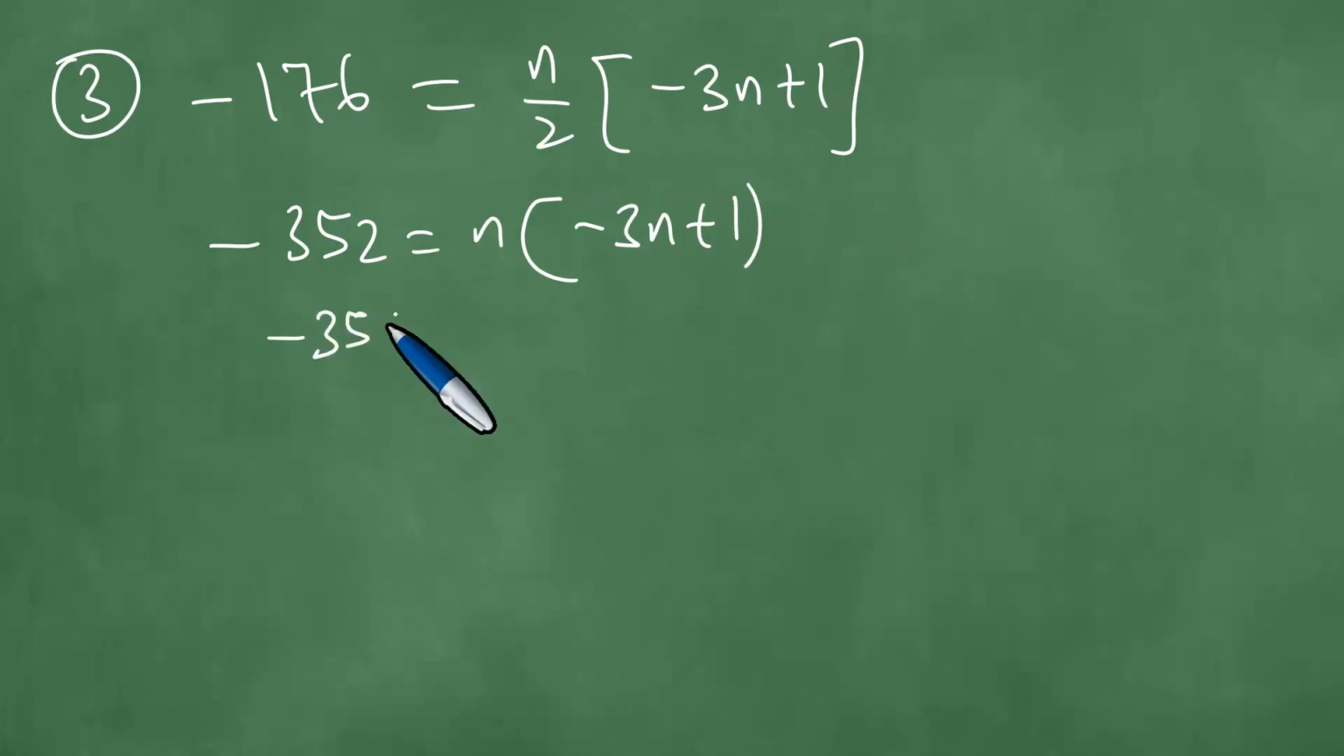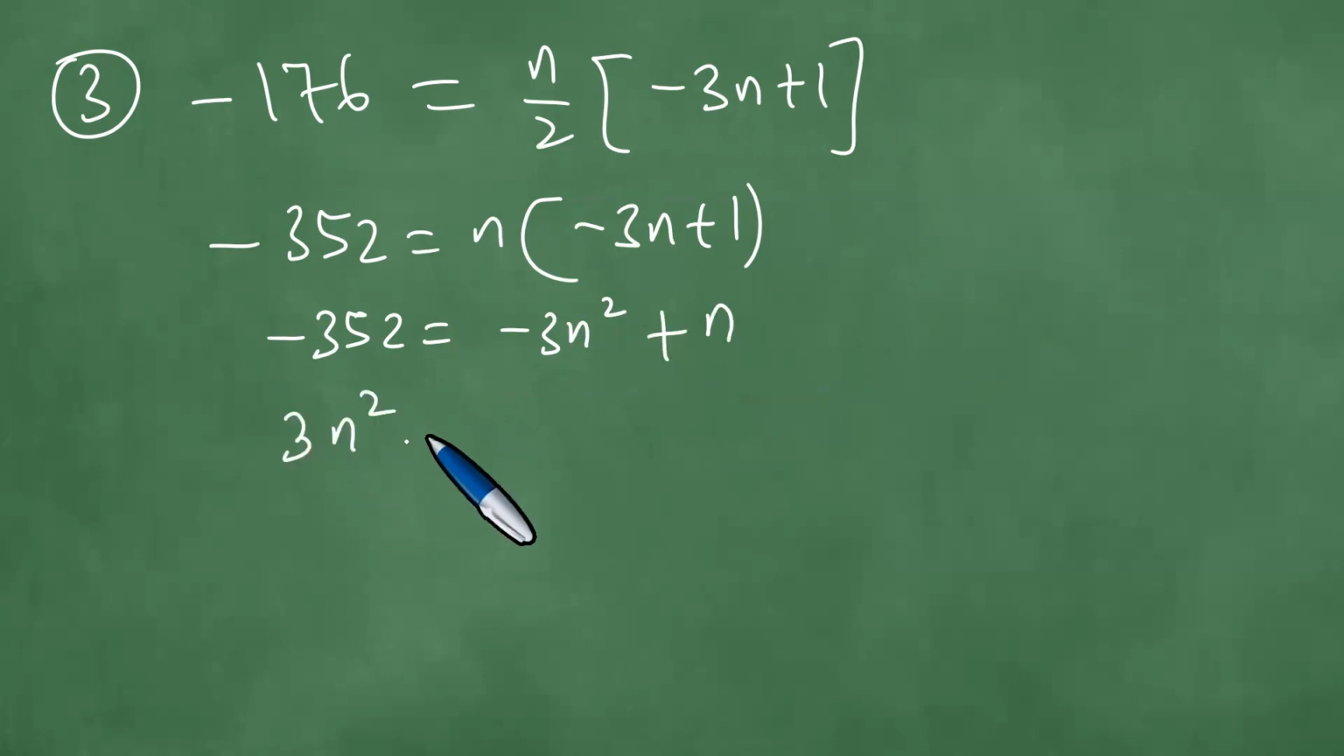So you distribute here: this is minus 3n squared, n times 1 is n. You transpose this across, giving you 3n squared minus n minus 352 equals 0. So the question is, what are the factors of this?